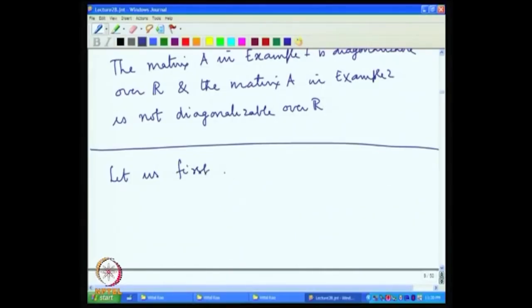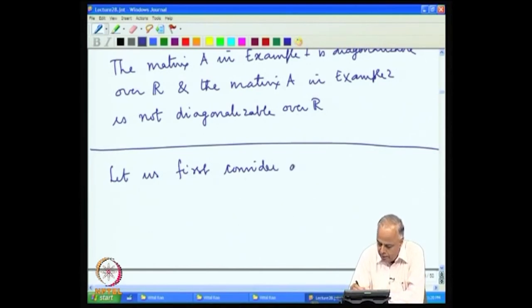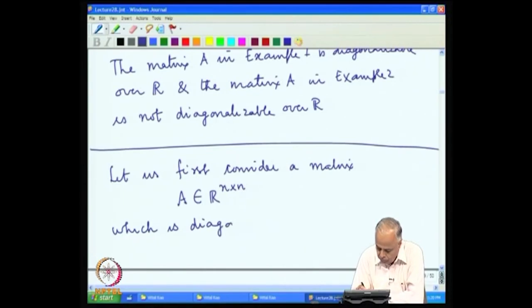Now, the first thing to do is look at a matrix which we know is diagonalizable and see how it looks, what it is made up of, what makes it diagonalizable, and then from that learn what makes things work as far as diagonalizability is concerned. So, let us first consider a matrix A which is real n by n which is diagonalizable over R.